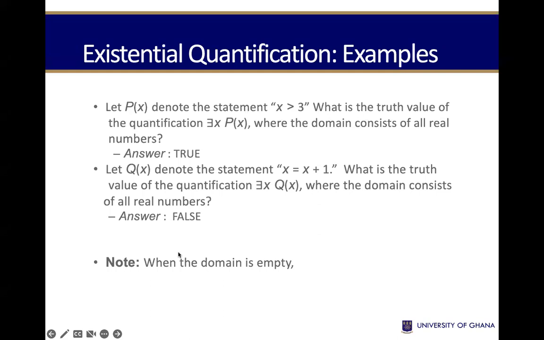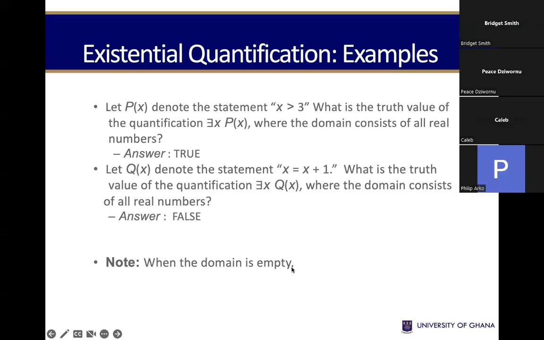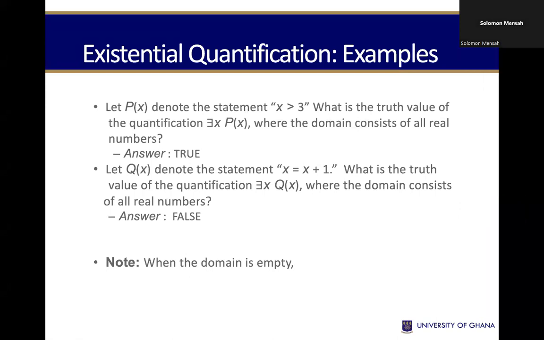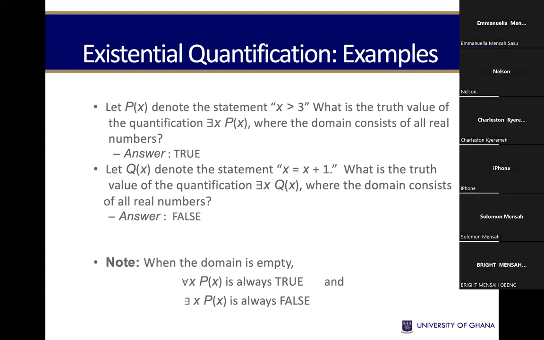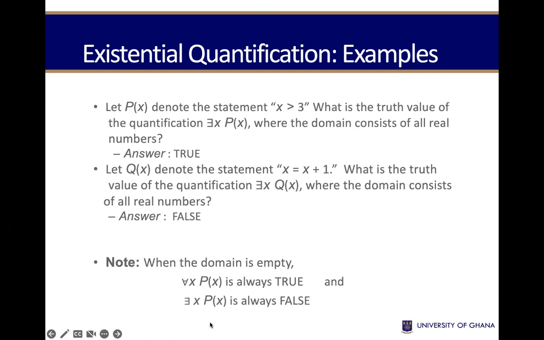All right. Good. So when the domain is empty, what happens? If the domain is empty, then we can say that for all X, P of X is always true. That's strange, right? Again, we can also say that there exists X, P of X is always false. That's confusing, right? Yes, that's why you are doing predicate logic. So it is very simple. Because of time, let me go ahead and explain it.